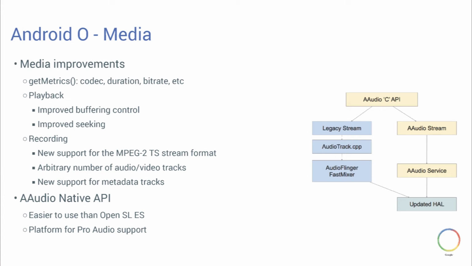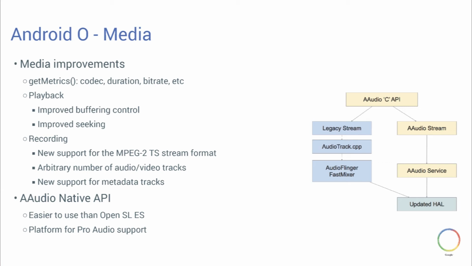For playback, we add APIs so that you can build much more robust buffer control. And we also have improvements in APIs to help you seek to the right frame. For recording, we now support MPEG-2 TS. It's a new streaming format we support now. And we also support an arbitrary number of audio and video tracks. On top of that, we also support a new metadata track.